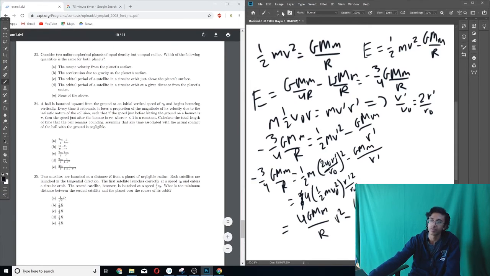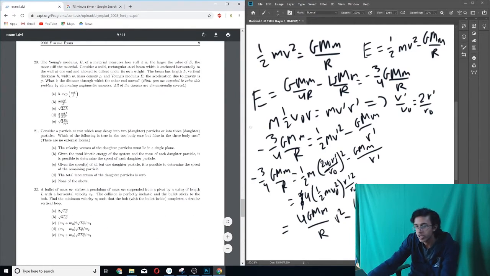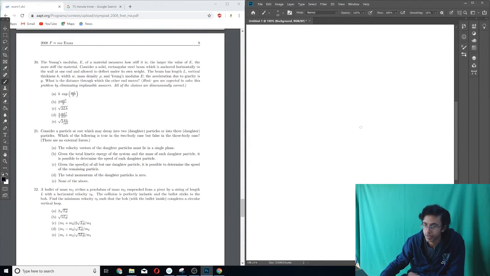I don't know. Alright, let's go back to 21. Didn't think that would be more worth our time. Alright, 21. Given the total kinetic energy of the system and the mass of each dotted particle, it is possible to determine the speed of each dotted particle. I highly doubt, I'm pretty sure that that's the answer.